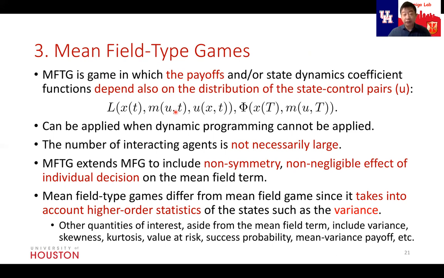And the mean field type game differs from the mean field game since it takes higher order statistics into account, such as the variance. So for mean field, it's just one value. But for the mean field type game, because it's a random variable, for example for a Gaussian distribution, the mean is one value and the variance is another one. So basically, we have more dimensions of higher order statistics. And for other distributions, we can even have more variables.